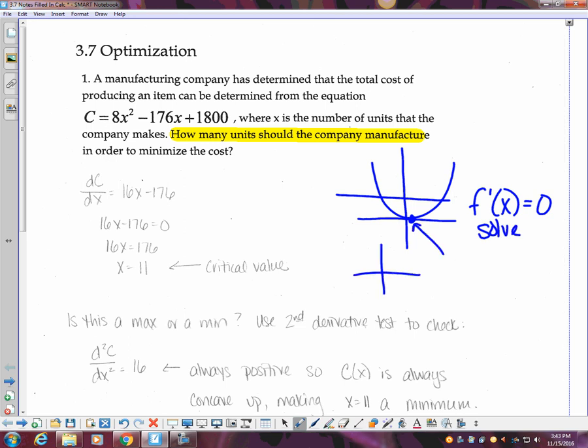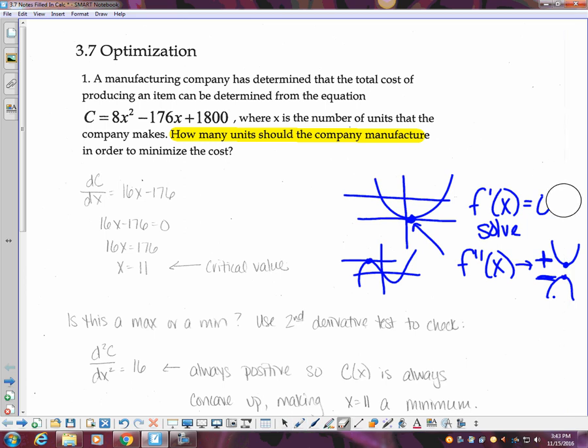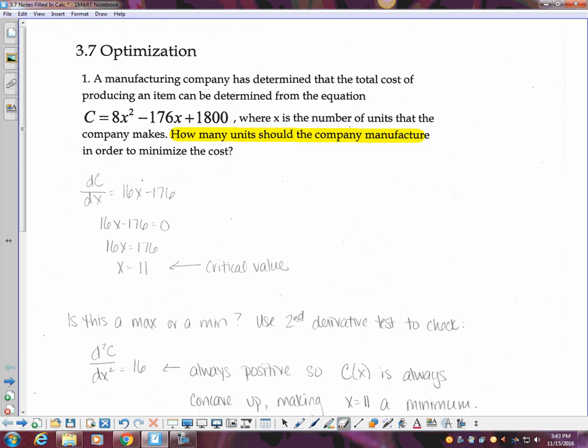Sometimes you'll have curves, and you're looking for that. To figure out if it's a max or a min, you're going to do the second derivative test to see if this critical value makes the second derivative positive or negative. If the second derivative is positive, you know it's concave up, which means you're going to have a minimum. If it's negative, it means it's concave down, which means you're going to have a maximum. So all of that is going to be used in these kinds of problems.